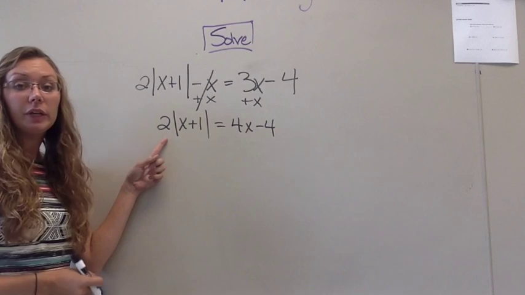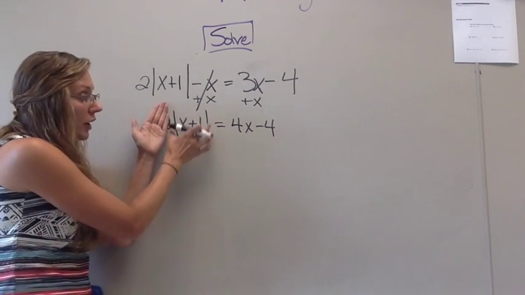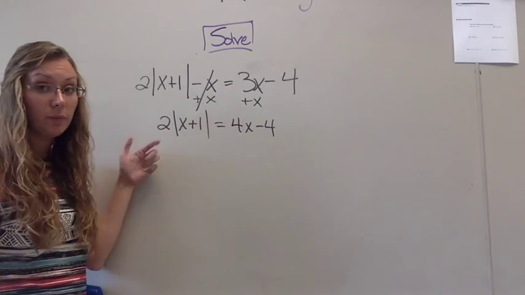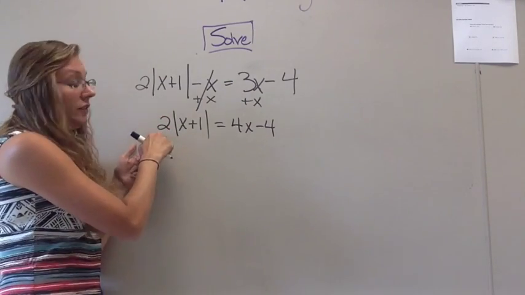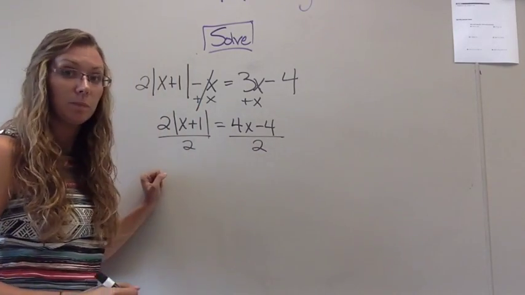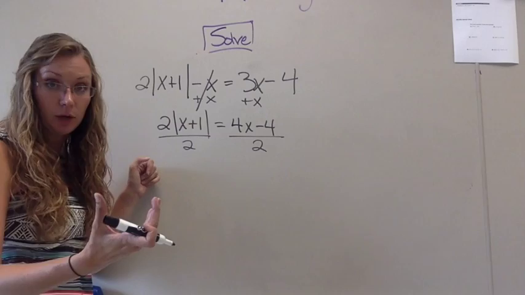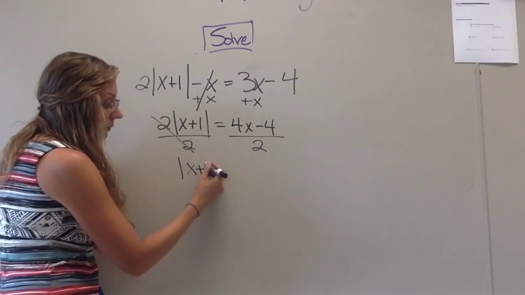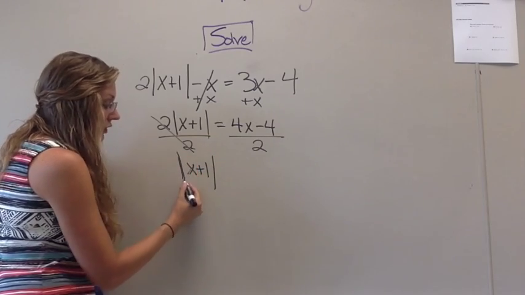Now I have this 2 to contend with, okay? I need my absolute value to be alone. I need to get rid of this 2. So you're thinking, and I know many of you probably already wrote it, to get rid of a times by 2, I'm going to divide by 2, and then over here I'm going to divide everything by 2. It's like the distributive property with division, okay? Those cancel. Now I'm where I want to be, x plus 1, okay, in absolute value bars.